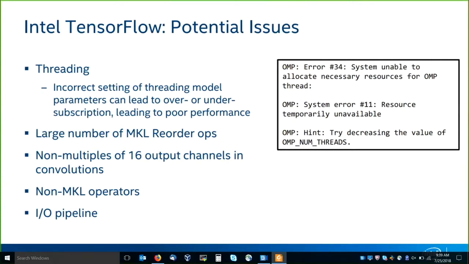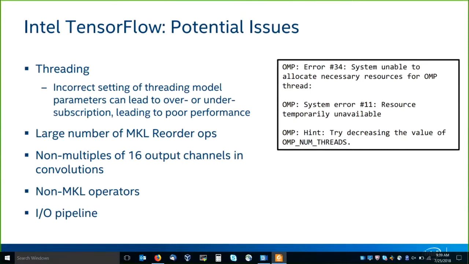You can observe this in the MKL verbose output. For example, the verbose output dumps when a reorder is done, when a convolution is done, when a matrix multiplication is done. And the next thing is, we prefer convolutions with the number of output channels to be a multiple of 16, because the reason for 16 is we can fit 16 FP32 elements in an AVX-512 register, and that's the reason why we block on 16.